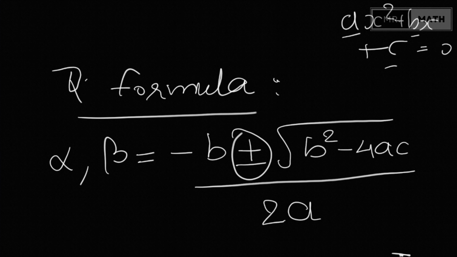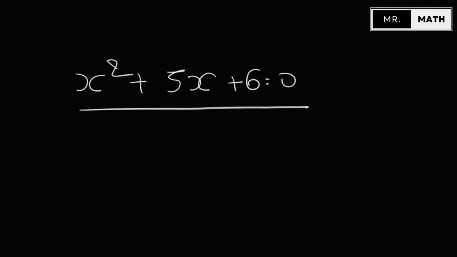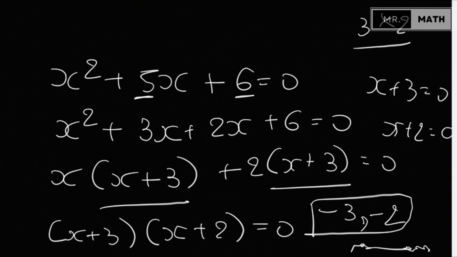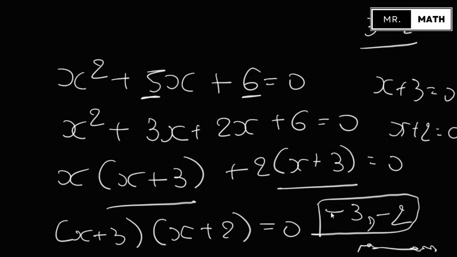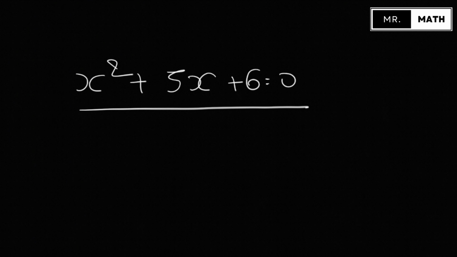So let's take an example. Say I'll take the same example, x square plus 5x plus 6. This was the example, right? And what are the roots of this equation? We calculated that previously. Roots of this equation were minus 3 and minus 2, right? So we will find the roots using the quadratic formula method, and we will verify that we get minus 2 and minus 3 as the roots or not.